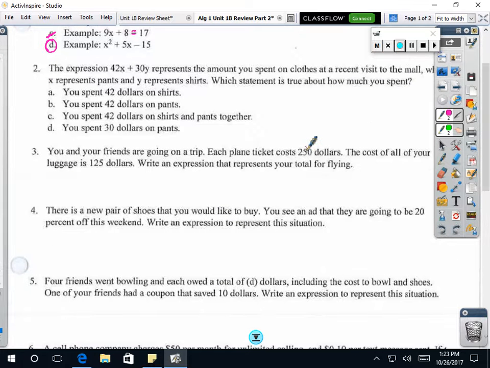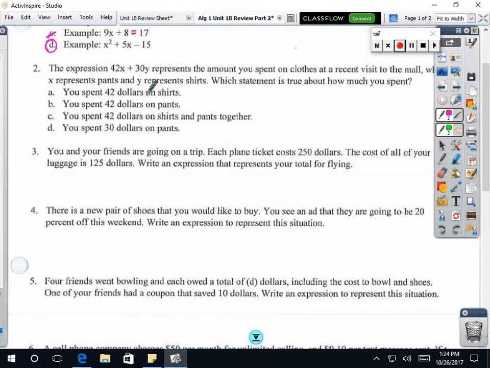The expression 42x plus 30y represents the amount you spend on clothes at a recent visit to the mall, where x represents pants and y represents shirts. Which statement is true about how much you spent? Okay, well then I started reading through the answer choices, and I said, okay, you spent $42 on shirts. And I thought, well, wait a minute, which one of these is even shirts?